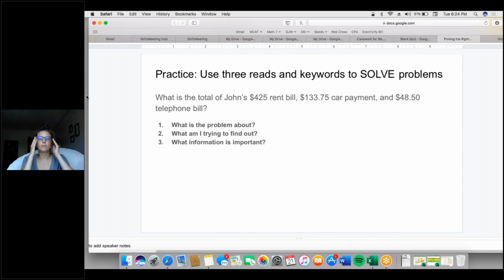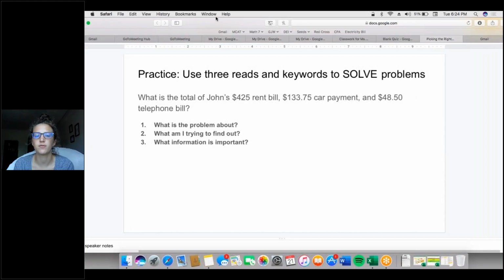So now we're going to try a few problems putting it all together. If we do our 3 reads and identify keywords, we have enough information to solve problems. And what that means is we want to turn these math sentences, these math short stories, into normal problems that we're used to seeing. So I'm going to read this problem again using the 3 reads. Each time I'll ask myself a different question.